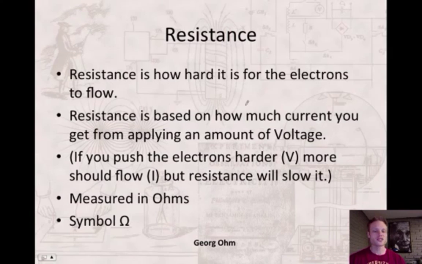So if you push hard on the electrons, by basically increasing the voltage, remember voltage is just a potential difference, more current should flow. You're going to get more movement through the circuit. But basically, the resistance provided by the circuit will actually slow that current. And this is measured in something called ohms. It's spelled kind of funny. It's named after George Ohm, and the symbol is the omega, which to me looks more like a horseshoe, but that is the symbol. So resistance is measured in ohms, and the symbol is omega.